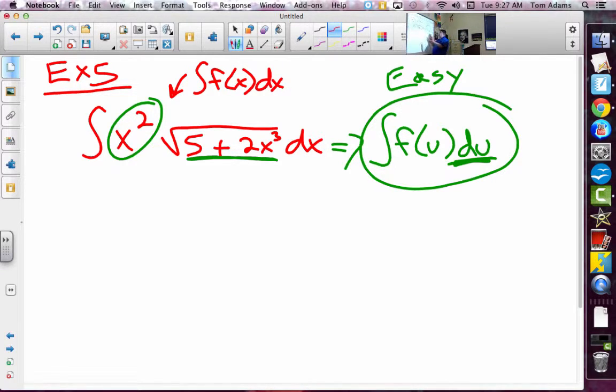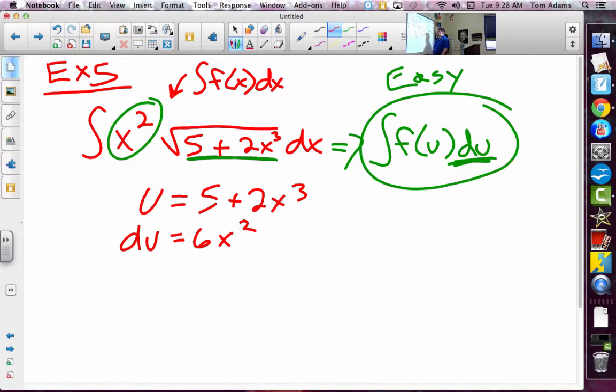So the goal is to pick something of u. I'm going to say u equals 5 plus 2x cubed. So then du would equal 6x squared. See how that worked out? Wouldn't it be plus 5x? No, we're taking the derivative. Right? We're taking the derivative. Oh, okay. Right? Yeah.